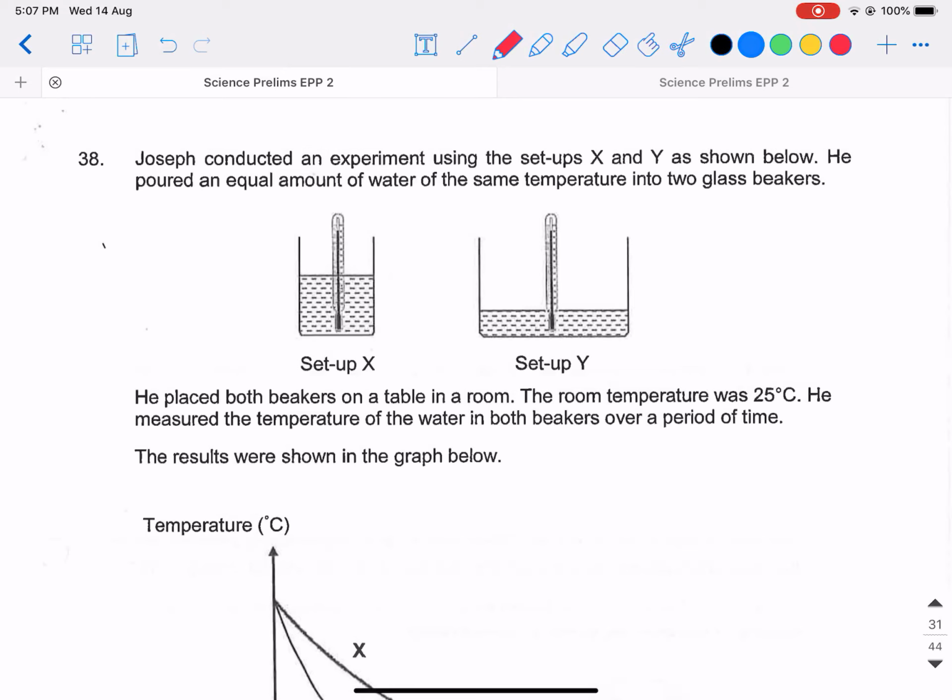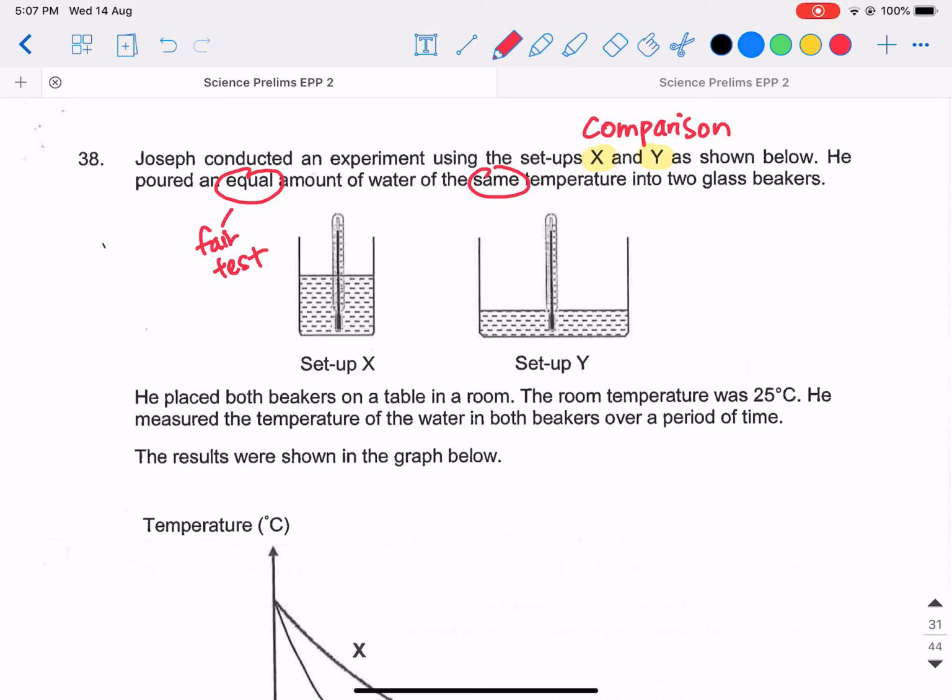Alright, we are going to look at question number 38. We have got a person who did an experiment. There is a setup X as well as Y. So technically, because of this, I know there's a comparison going on. He placed equal amount, so that tells me there's a fair test going on. Same temperature also into two glass beakers, X and Y.